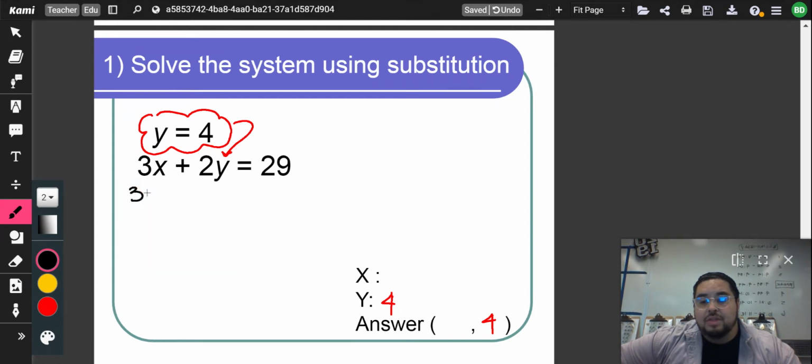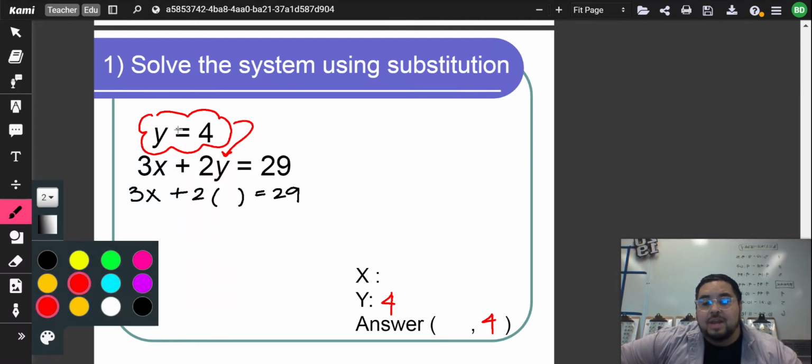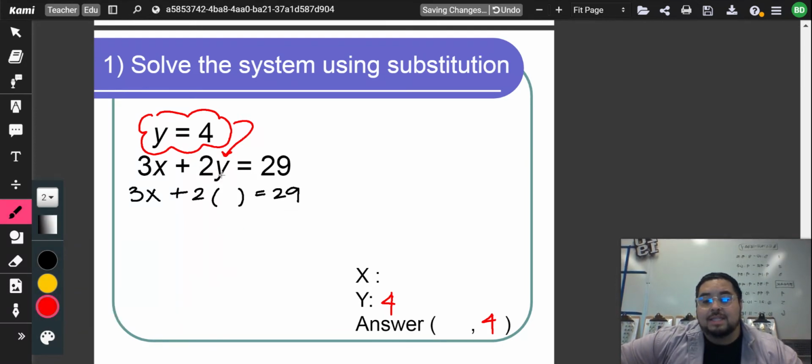So I have 3x. I'm going to add 2, but instead of putting a y, I'm going to just put parentheses there for right now, equals 29. Okay. And now in that parentheses, I'm going to write the value that I have for y, because y is being substituted for the value that it is, which is 4. Okay. And now I can go through and I can simplify this.